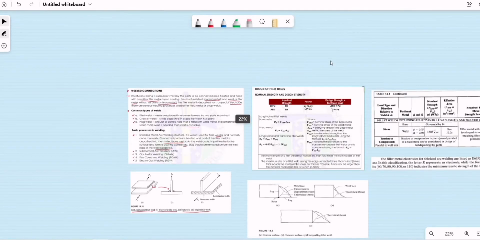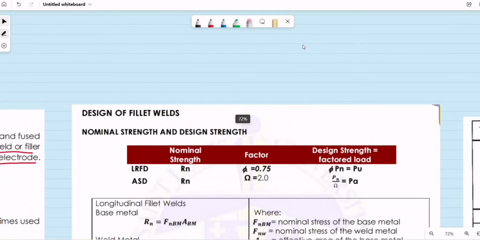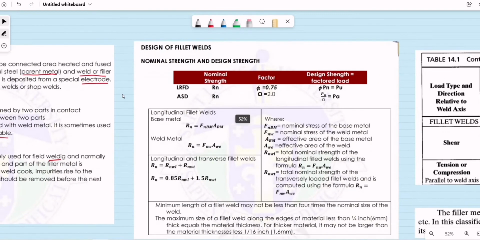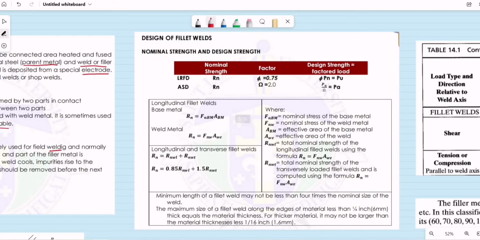Then when it comes to the design of fillet welds, for the computation of the nominal strength and the design strength, for LRFD and ASD, we have the factors: the reduction factor and the factor of safety for both LRFD and ASD.